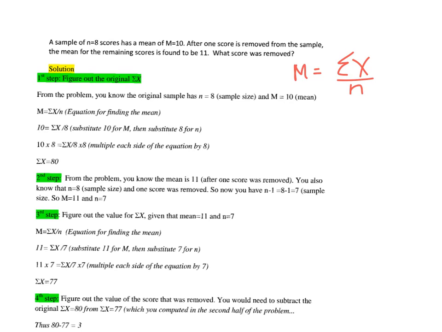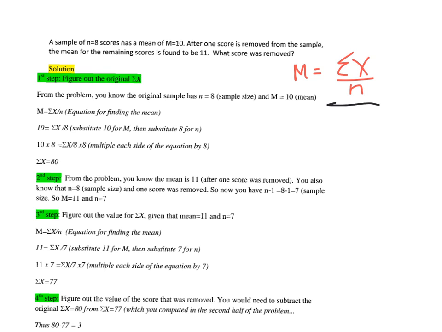Hello, this is Ruby, and today we're going to talk about the mean. In particular, we're going to talk about how to do a problem that has three different parts using the equation that you have become very familiar with. And that equation is just what's written right here in red. The mean equals the sum of x over n.